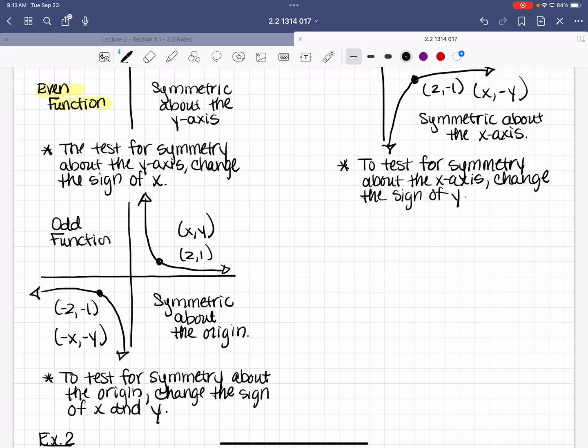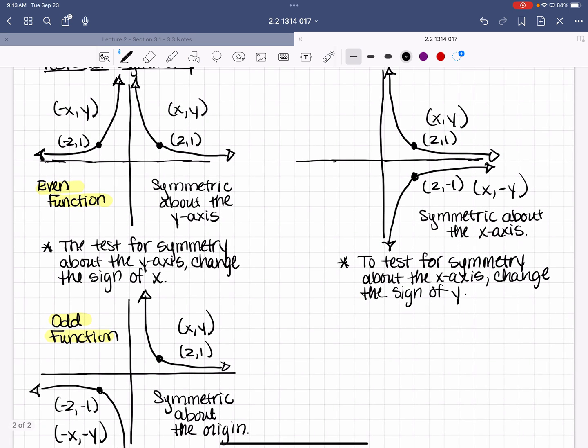Notice we don't have one for symmetric about the x, but like I said, this isn't a function. When a graph is symmetric about the x-axis, it's not a function. It's still a graph, but it's not a function, and these are specific to being functions, even and odd are, okay?